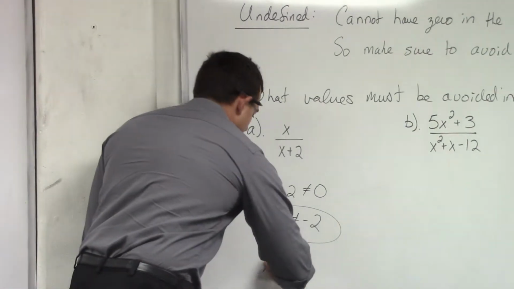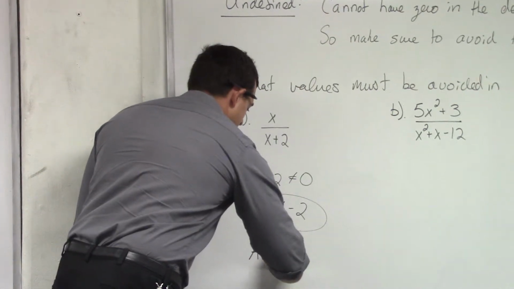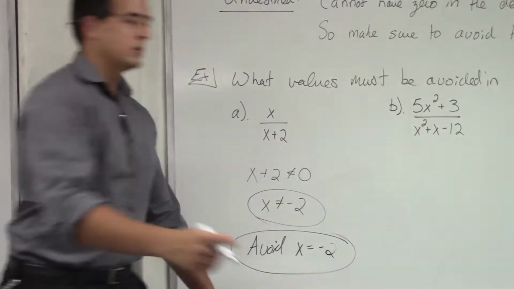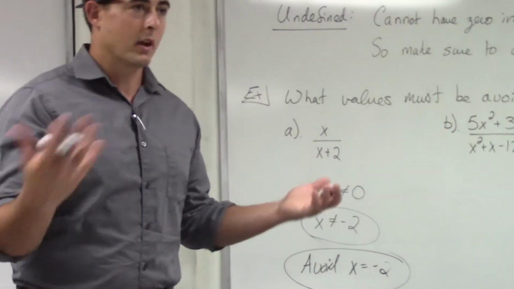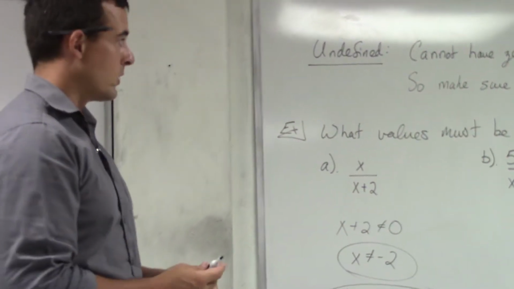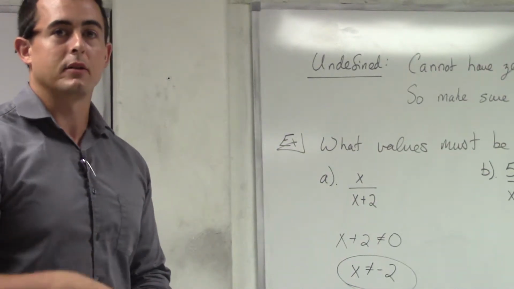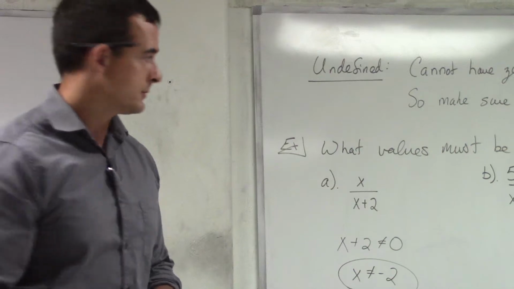You could write it a couple different ways. You could say that maybe we have to avoid x equals -2, or whatever you can. Just be creative about it if you want. But as long as you're telling me that -2 is the bad number, the only thing we cannot have.